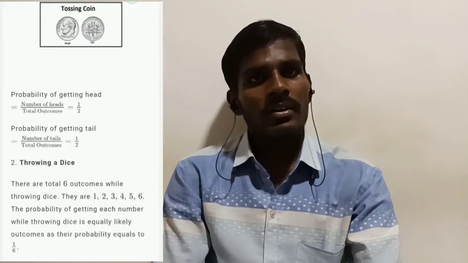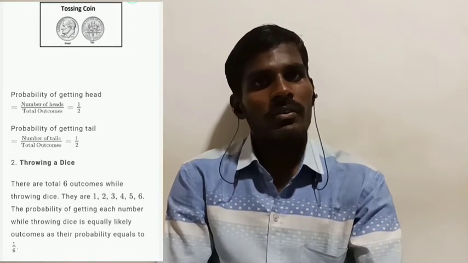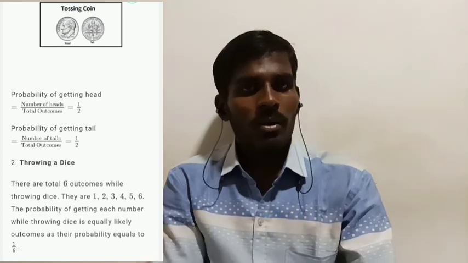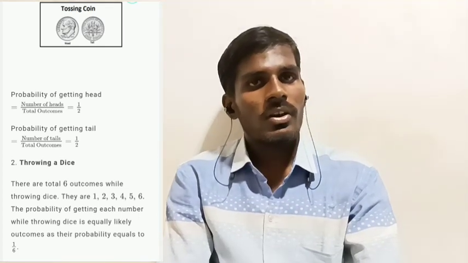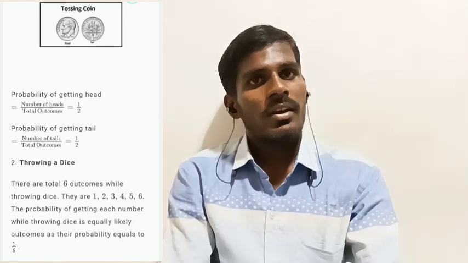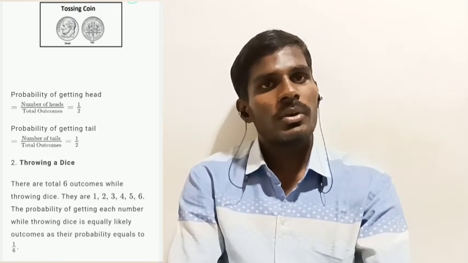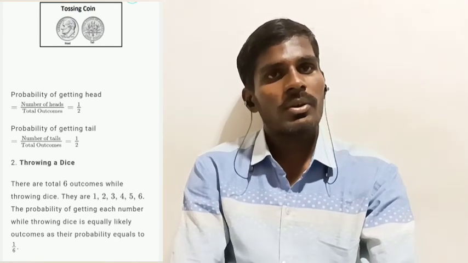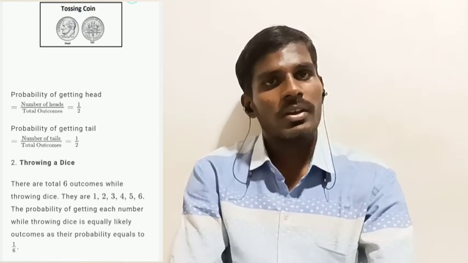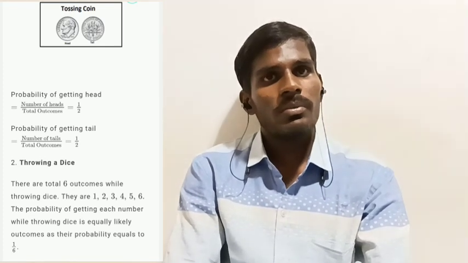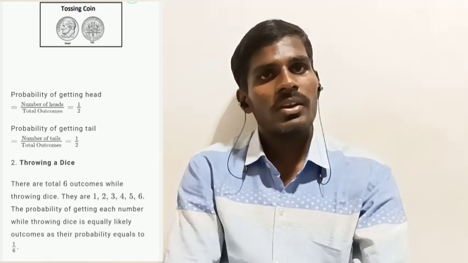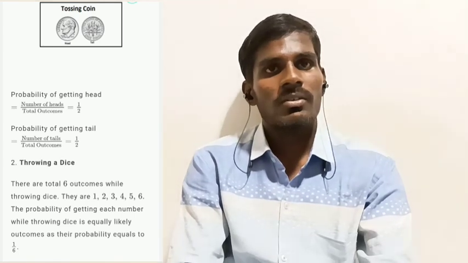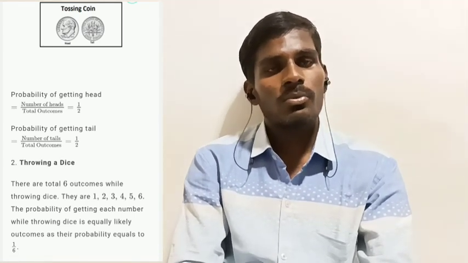Now we can see a small example in probability. The probability of getting a head in the tossing of a coin is always 0.5. Since it is a mutual event, the probability of getting a tail will be 0.5 and the probability of getting a head will be 0.5. So 0.5 plus 0.5 is equal to 1: the probability of head plus the probability of tail is equal to 1. It's a best example for mutual events.